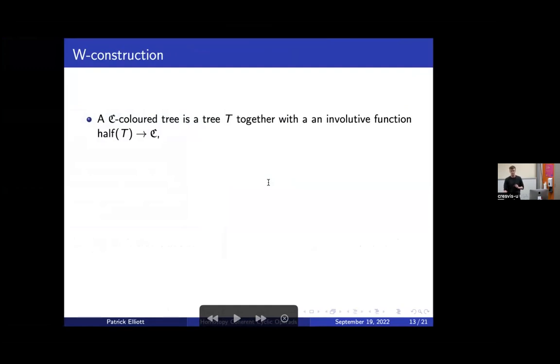Johnson and Yau have some super high-tech stuff in an upcoming book. So to fix some terminology, let's say a C-colored tree is just a tree together with an involutive function labeling all the half edges by a color in C.